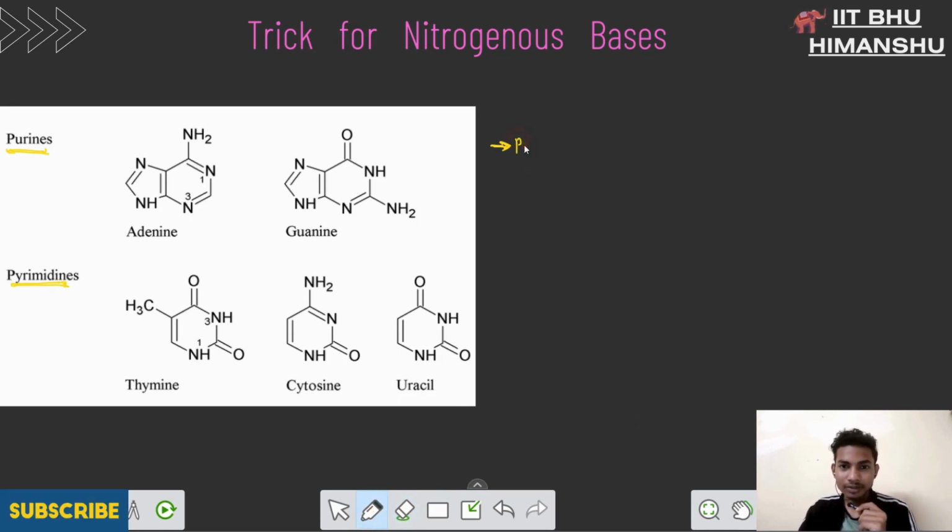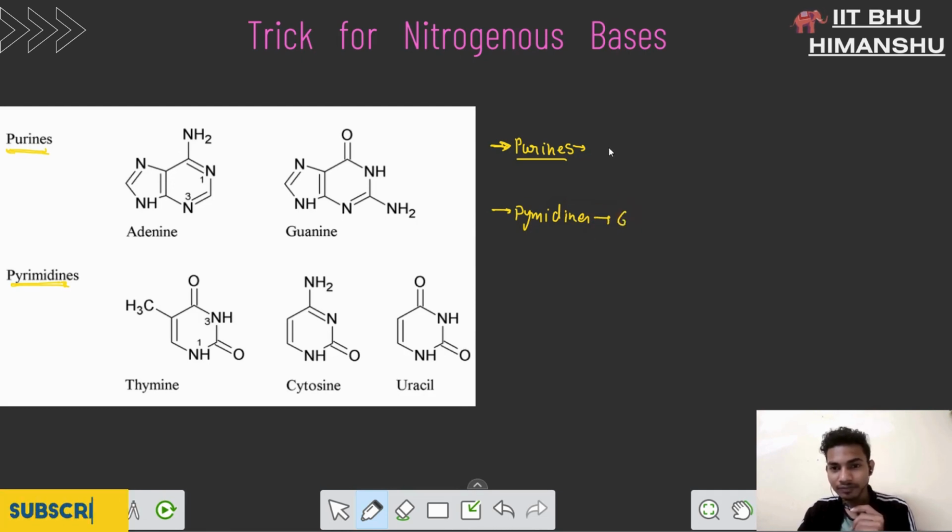The purine has basically a six-member ring along with the five-member ring as you see here, and the pyrimidine has only a six-member ring. Here, 6 plus 5, and there is only a six-member ring here. So first, there is a common structure in both.